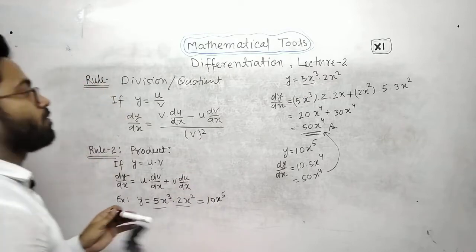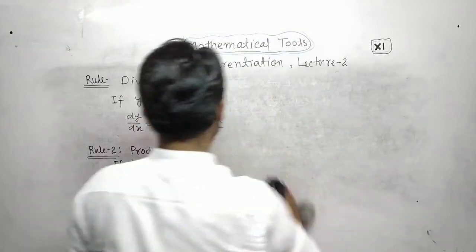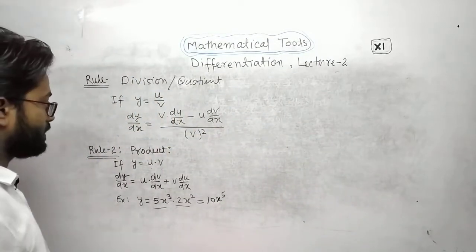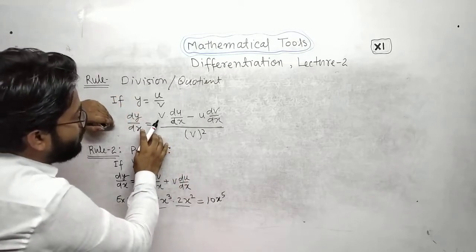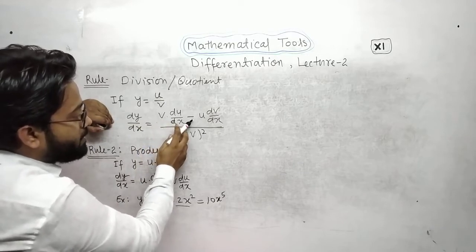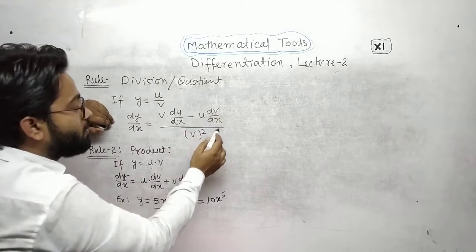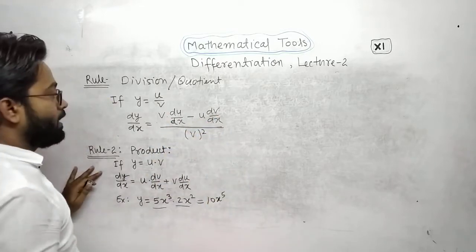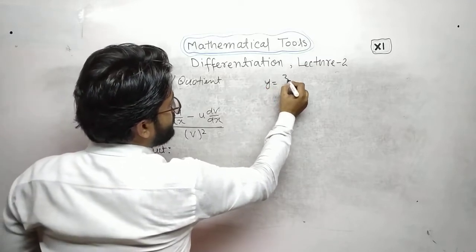This is the formula, and you have to remember it. What is the formula? Denominator as it is, differentiation of numerator, minus numerator as it is into differentiation of denominator, upon denominator whole square. For example, let us take an example.